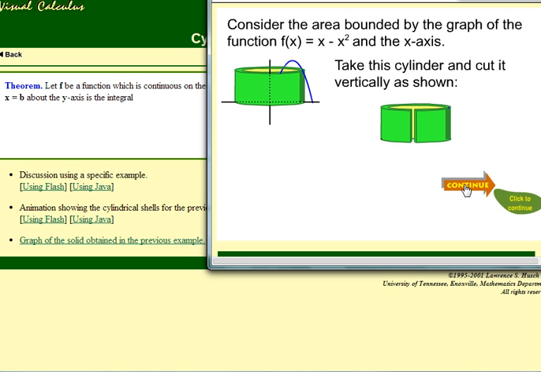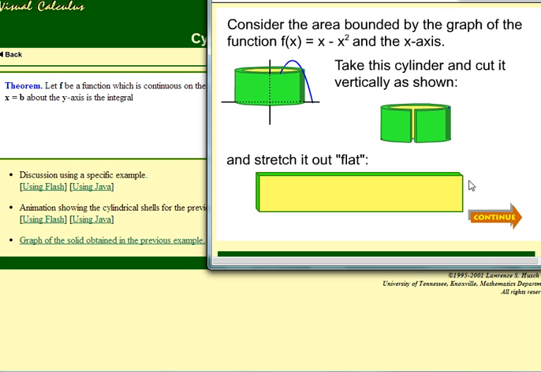So if we take that and slice it vertically and then unravel it, you can see to get the volume of this, we would take the height right here, and then this part here is just the circumference of the circle, 2 pi r, and then the thickness dx right here.